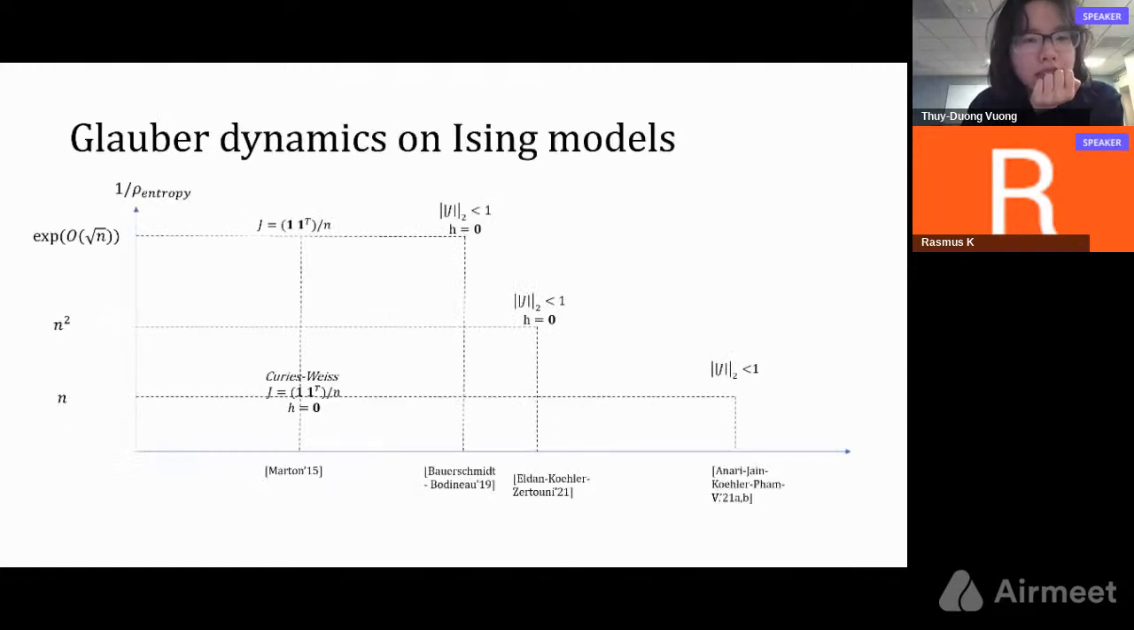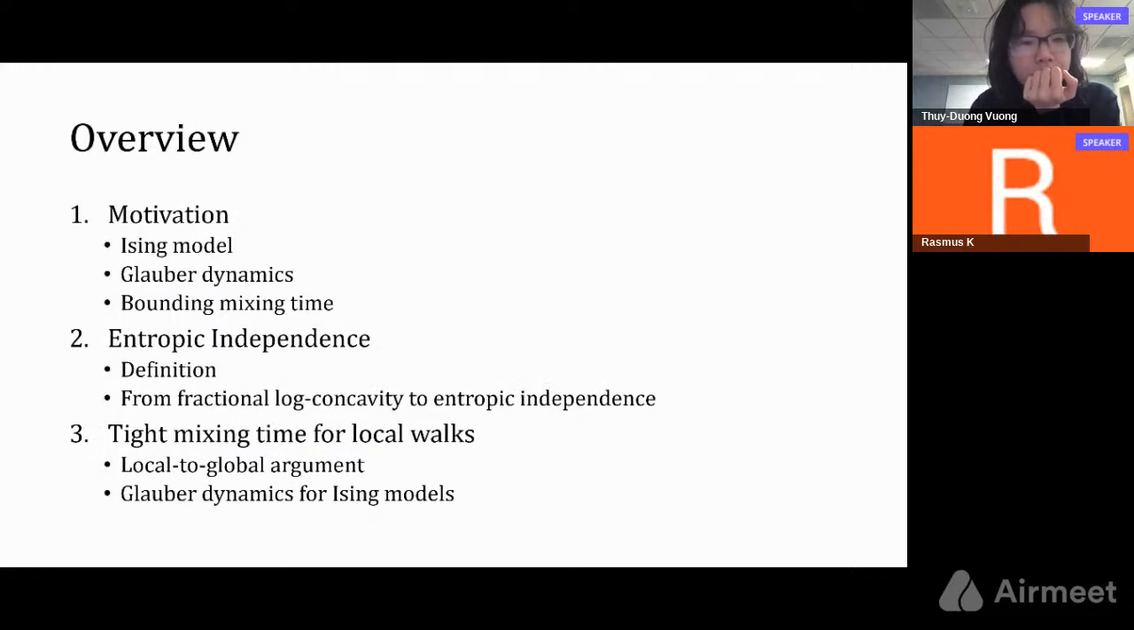Okay, so that's the history and the motivation. Next, I will introduce the notion of entropy independence and show how it is related to existing notions such as functional log-concavity. So, any questions at this point?